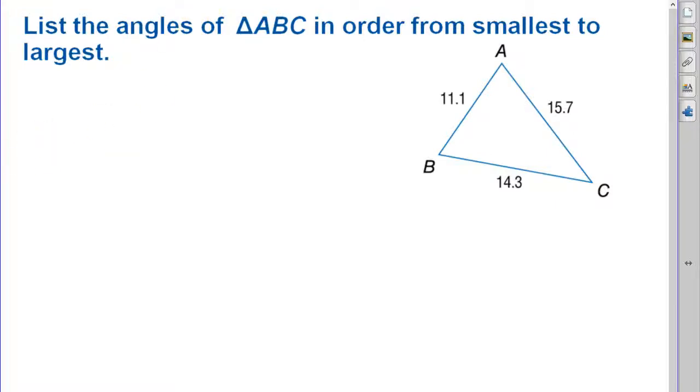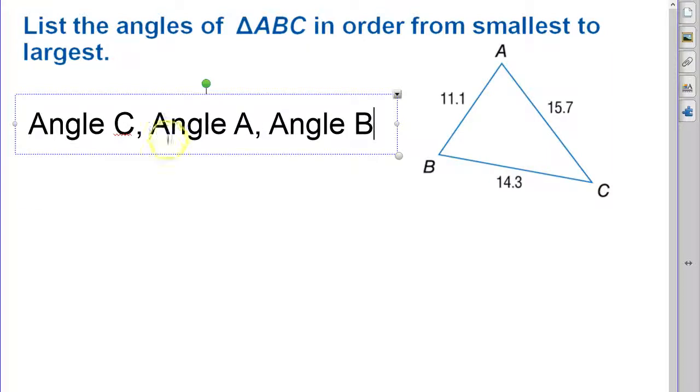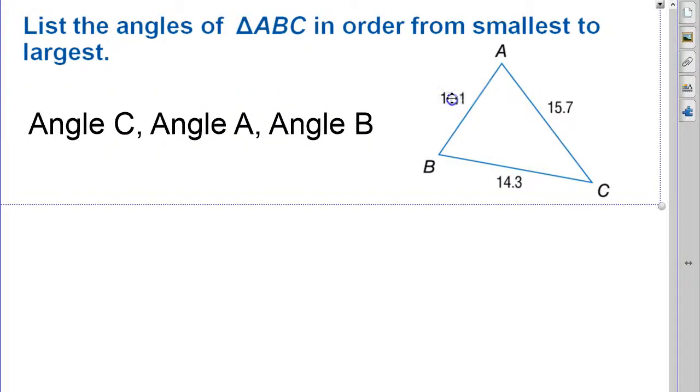So in this problem here, they're asking us to list the angles in order from smallest to largest. Well, what's got the smallest opposite side? That's 11.1, so angle C. And then which side is the second biggest side? BC, well, that's angle A. And then what's got the biggest side, or the one that's left over? The angle opposite side B, so angle B. So smallest side, smallest angle, medium side, medium angle, biggest side, biggest angle.